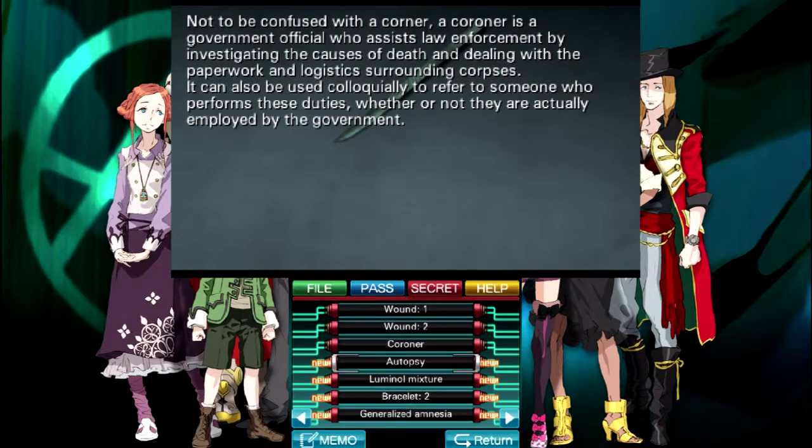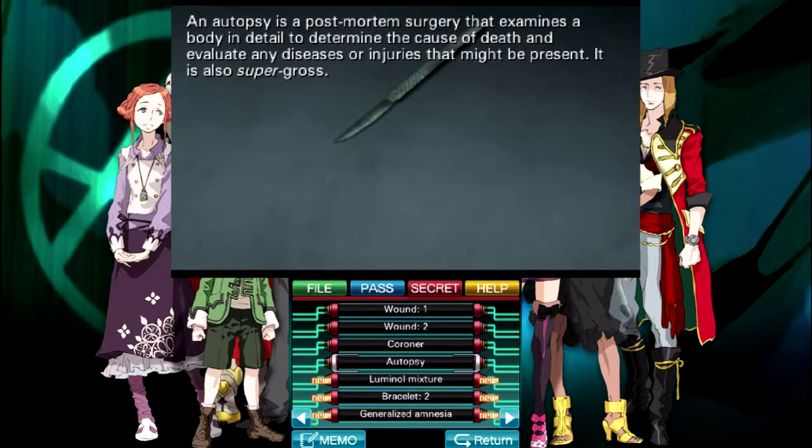Autopsy. An autopsy is a post-mortem surgery that examines a body in detail to determine the cause of death and evaluate the diseases or injuries that might be present. It is also super gross.